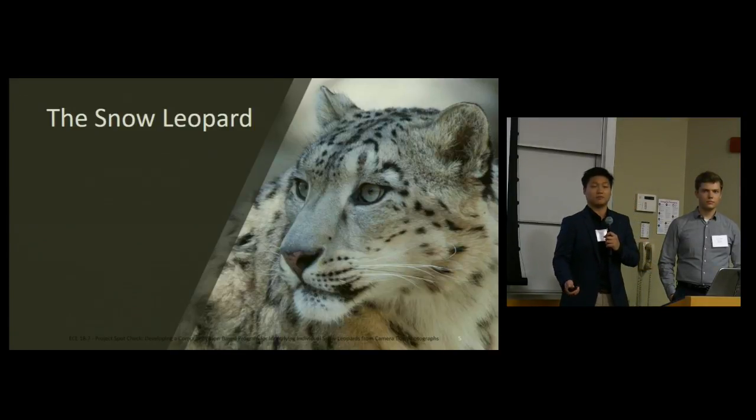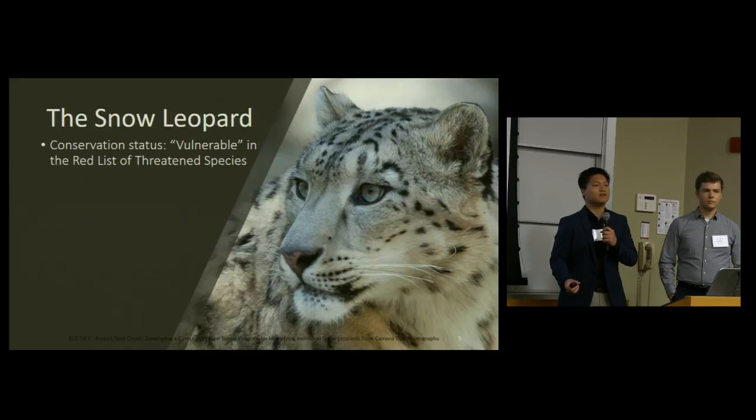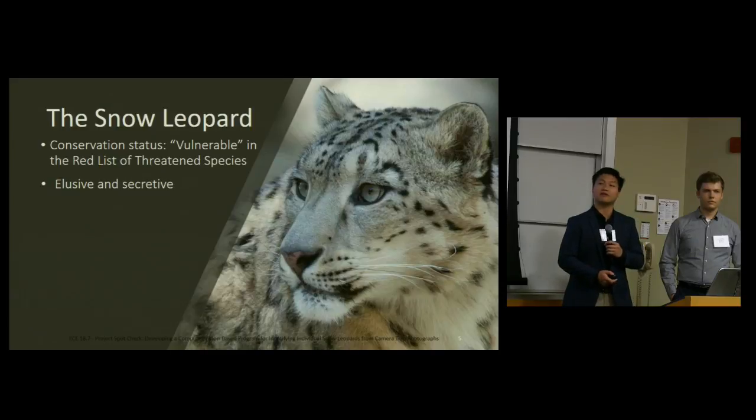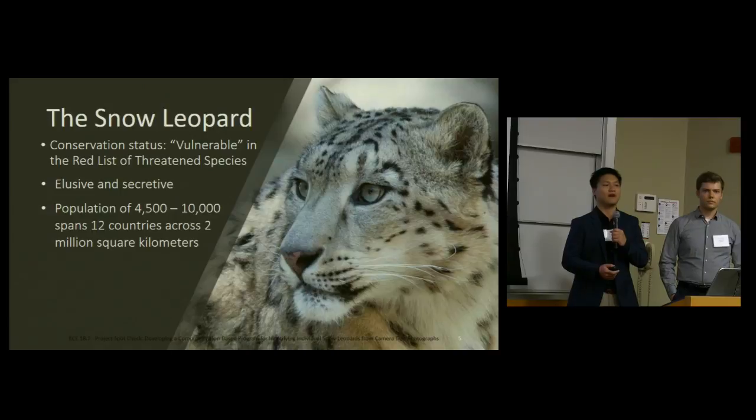So why snow leopard? Because it is one of the wildcat species that is currently classified as vulnerable in the red list of threatened species. The snow leopard is also a very elusive and secretive species. Its current population is estimated around 4,500 to 10,000, spread across 12 different countries in Southeast Asia. So you can imagine that it is a very, very challenging task to survey the exact population.